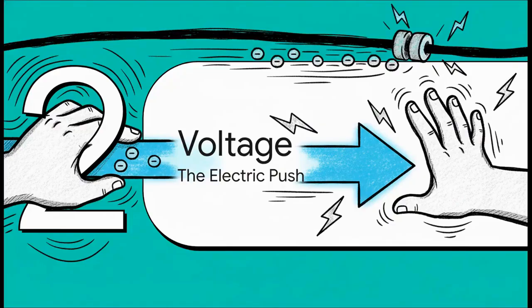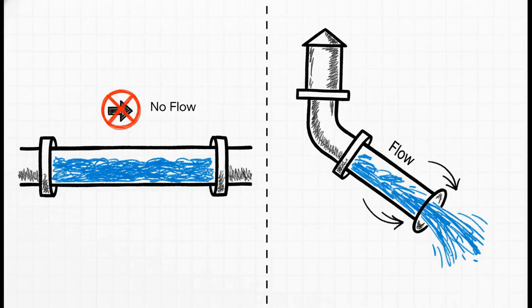So, okay, we have a flow, right? A current of electrons. But what makes them move in the first place? Electrons don't just decide to go for a jog down a wire for fun. They need a push. And that push is what we call voltage. Let's go right back to our water pipe. Water won't flow through a perfectly level pipe, right? It needs a pressure difference. Maybe you have a pump or a water tower creating pressure at one end. Well, voltage is the electrical version of that water pressure. It's the force that gets those electrons moving along the circuit.